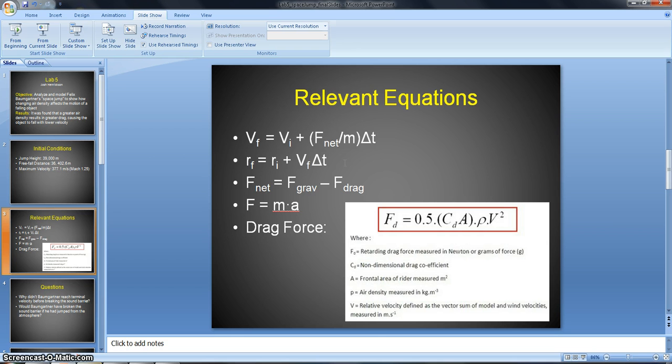A key assumption in this lab is that there are only two forces acting on Felix as he falls, a downward gravitational force and an upward drag force. The drag force can be calculated using a complicated equation which is shown here on the right. For the purposes of this lab, it's not necessary to explain this equation in great detail, but it is important to note that the air density through which the object is falling is a key component of this equation.